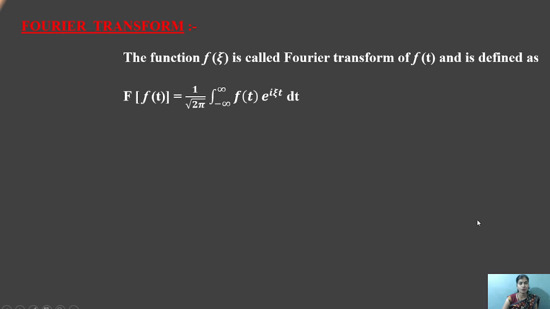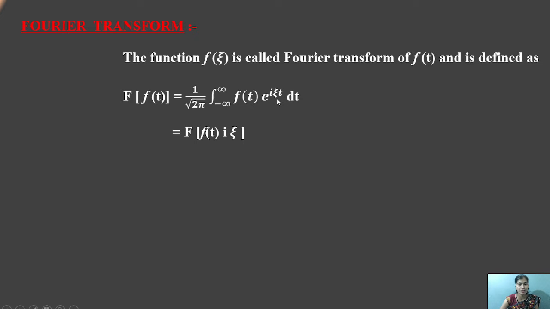What is the definition of the Fourier transform? How is its formula generated? The function f of xi, where xi is the mathematical symbol xi, is called the Fourier transform of f of t, and it is defined by the formula: F of f of t equals 1 upon square root of 2 pi, integration from minus infinity to infinity, f of t e to the power i xi t dt.